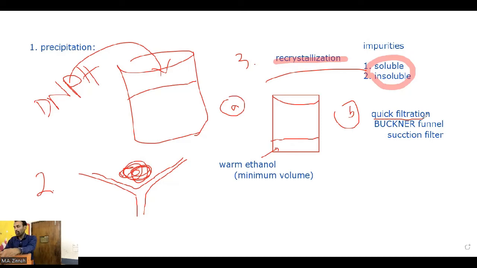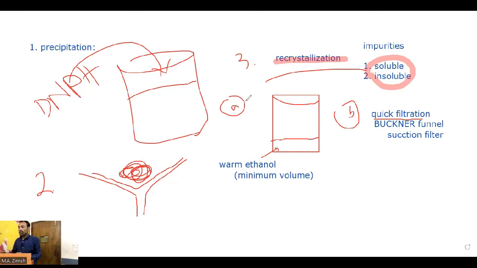Why quick filtration? Quick filtration is because we don't want the solid to crystallize before the filtration. We will recrystallize the solid from the solution, that's okay, that's our target. But we want it to recrystallize after the filtration, after we remove any insoluble impurity. Any sand or other things in it, we throw away first, then we crystallize. This is a quick filtration.